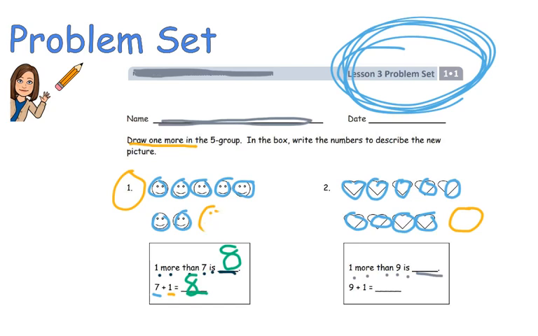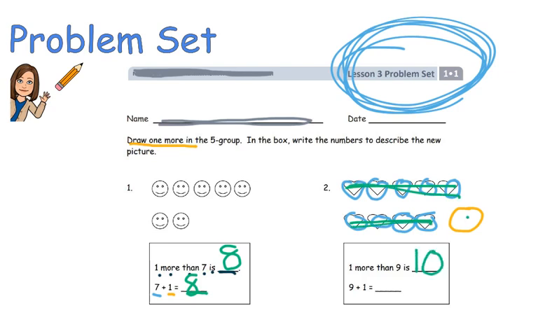So we fix that in our picture. Now let's fix it in our sentence. I know that I have 9 hearts. That's how many I start with. So I can say 9, 10. 1 more than 9 is 10. So 9 plus 1 equals 10.